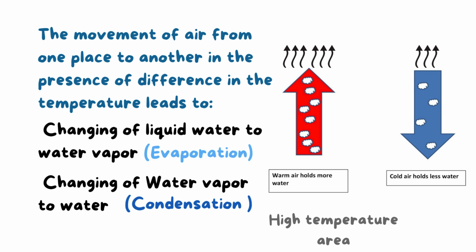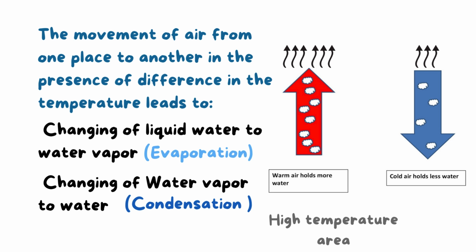What happens here? Let us think about this point. Here in the high temperature area, more evaporation happens, so the air here holds more water vapor. But here in the lower temperature area, what happens? The rate of evaporation decreases, so the air here doesn't hold as much water vapor as in the high temperature area.